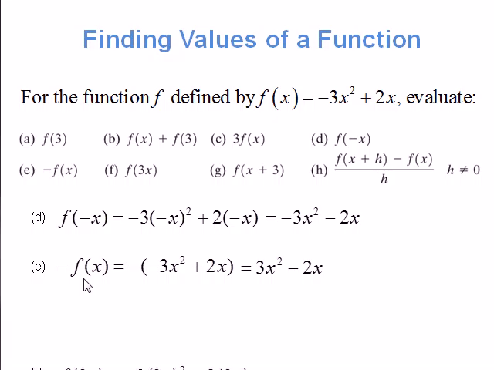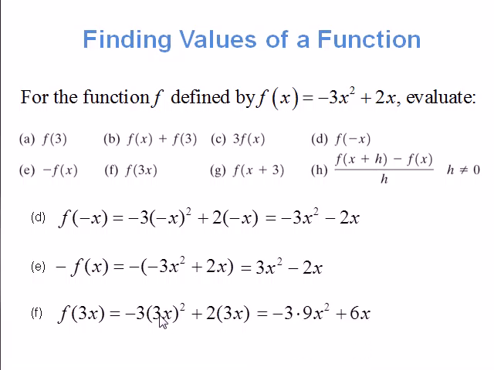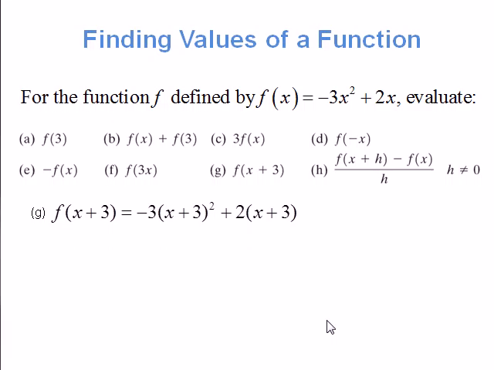Now we'll move on to f of 3x, which means we have to put a 3x wherever we had seen an x before. We'll plug this in. Make sure you do 3x, the whole thing squared. So that means we have 9x squared come out of that. Now we finish that off. We get negative 27x squared plus 6x. Okay, now let's move on to the last two.